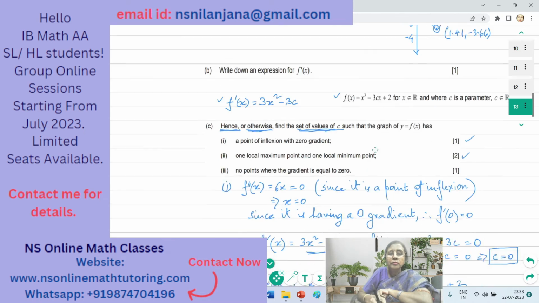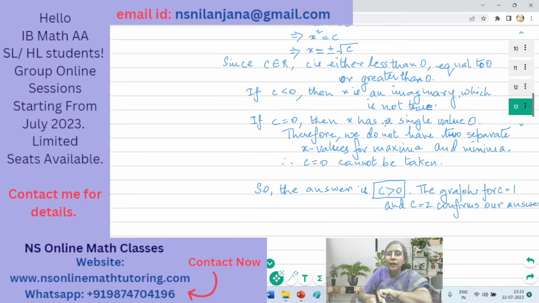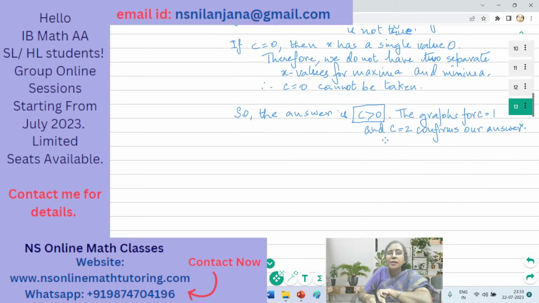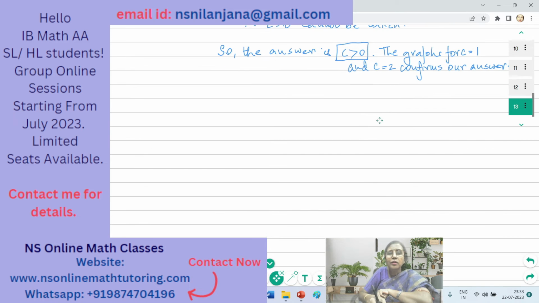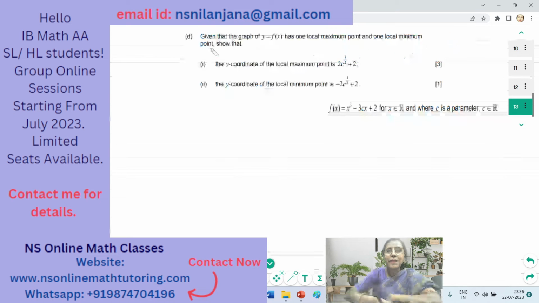So the answer for the I, it is just a single mark question. You can write it as c is less than 0. Okay. The part D.